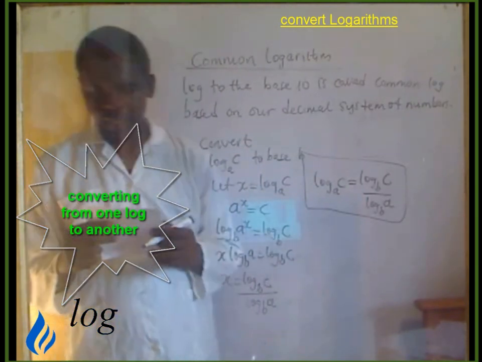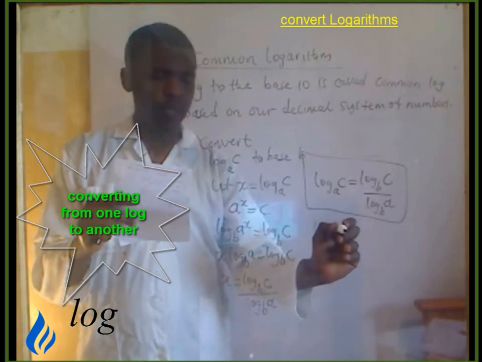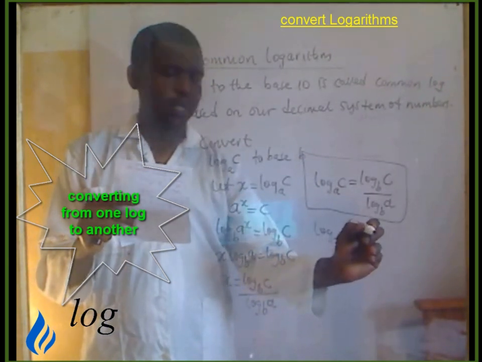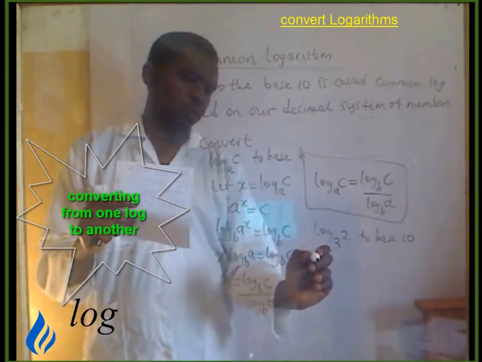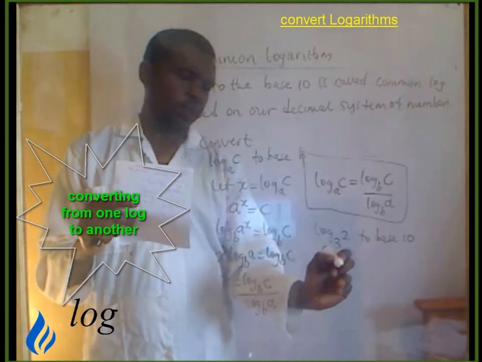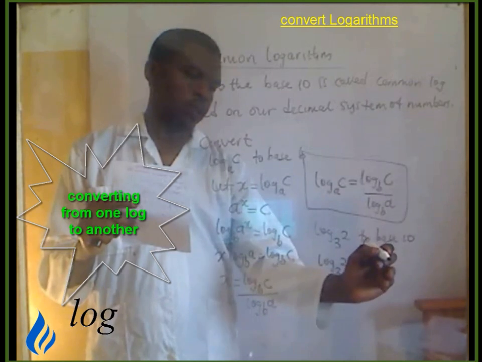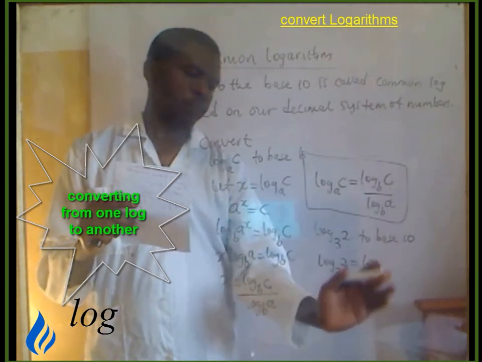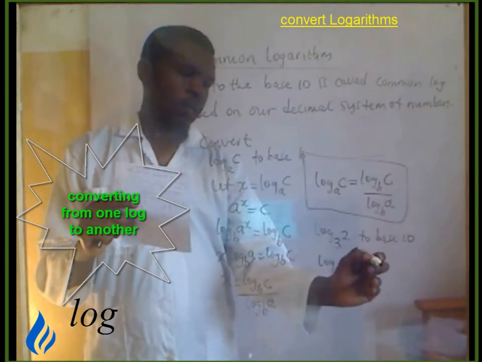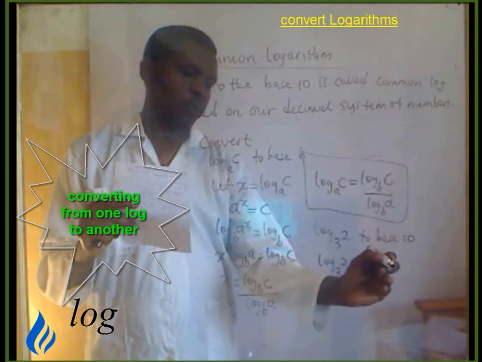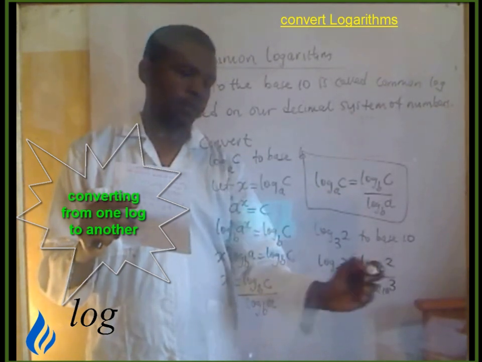Now let's try this problem. Convert log base 3 of 2 to base 10. So we are saying here that log base 3 of 2 is equal to log base 10 of 2 all over log base 10 of 3.